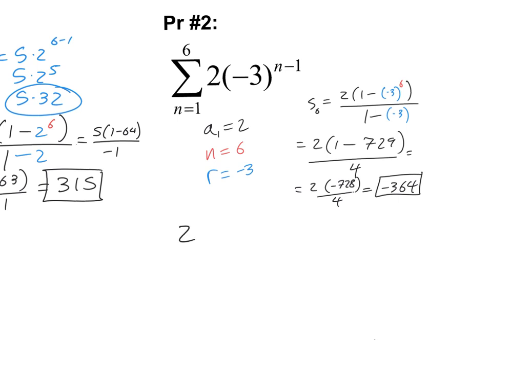So we know the first number is 2. If we multiply that by negative 3, we would get negative 6. If we multiply that by negative 3, we get positive 18, then negative 54, then positive 162, and then negative 486. And the series gets interesting here because depending on whether or not you add up to an even number or an odd number of terms, changes whether or not it's negative or positive.